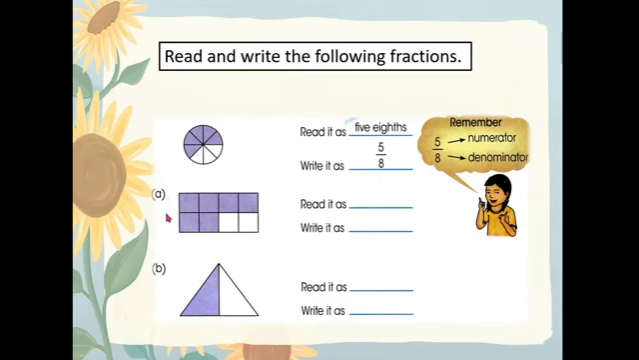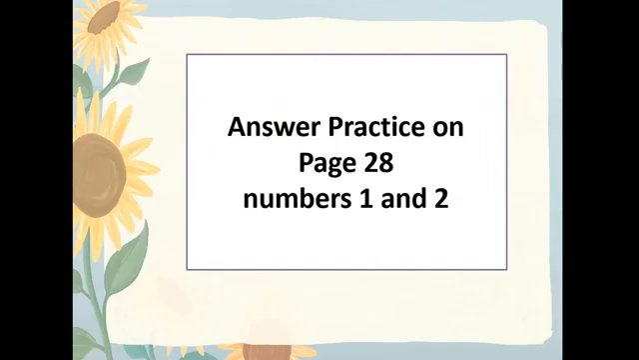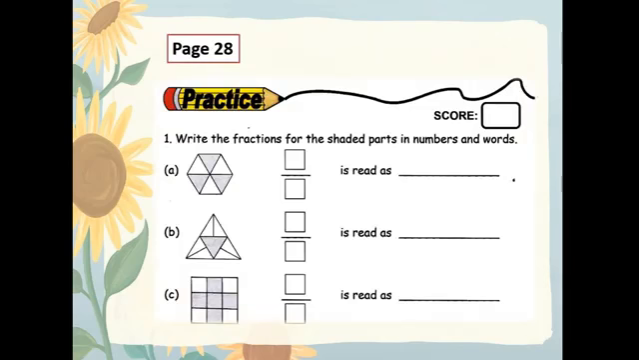Another practice. How will you write the fraction of this picture A? We write it as 6 over 8 and we read it as 6/8. Letter B, it shows 1 over 2 or 1/2. Picture C, it is 1 over 3 or 1/3. And picture D is 3 over 6 or 3/6.